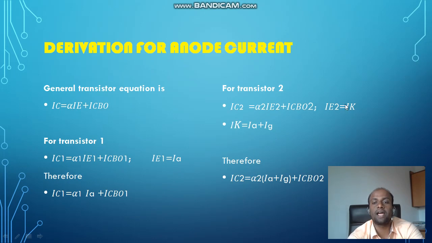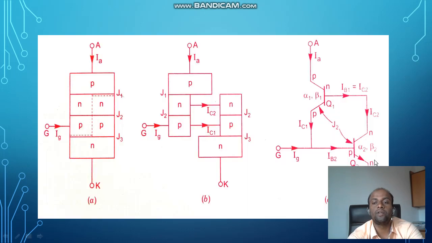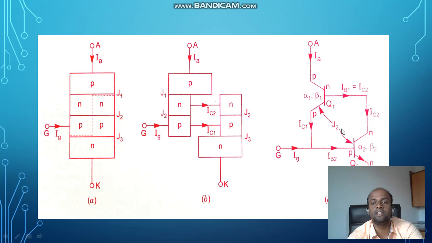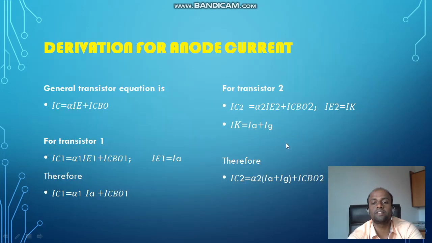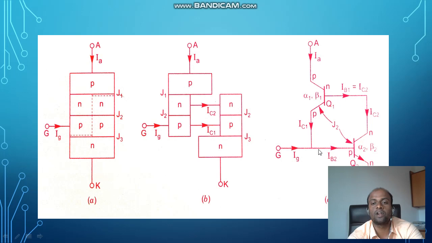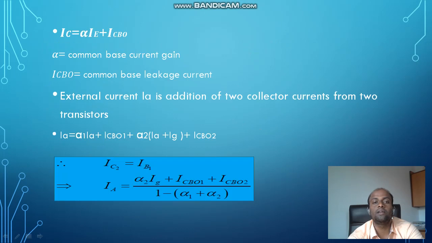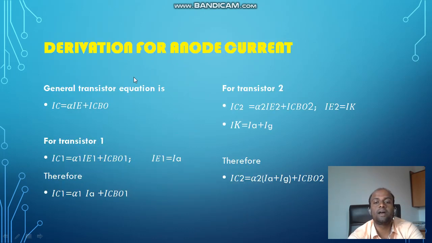Now if I replace that IK with this equation, what will happen? IK is nothing but IA plus IG. This whole current IA plus IG is IK. So IC2 equal to alpha 2 IE2. Instead of IE2, I can put IK, but instead of IK, I can put IA plus IG. So I have put IA plus IG plus ICBO2, right?